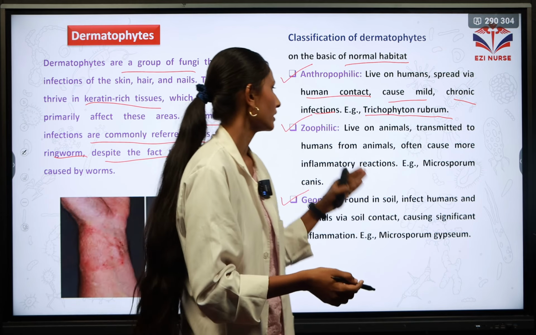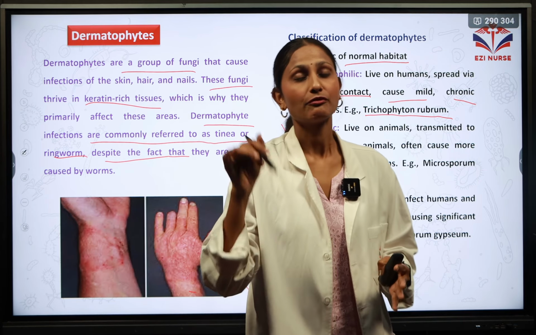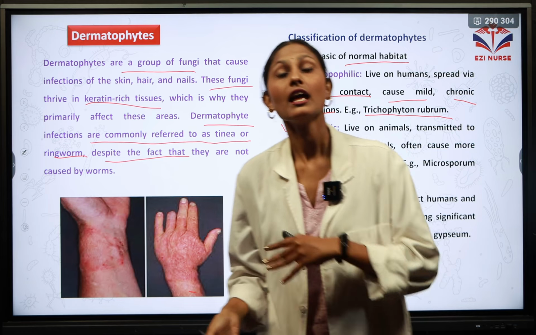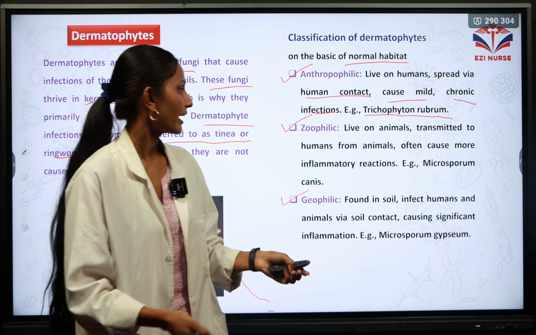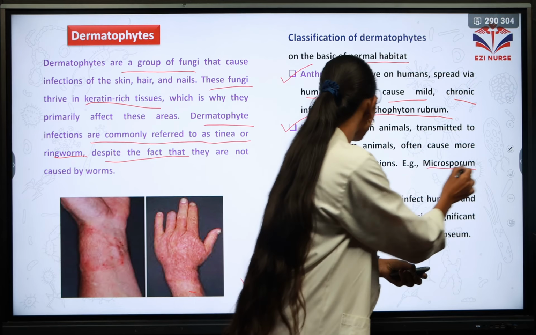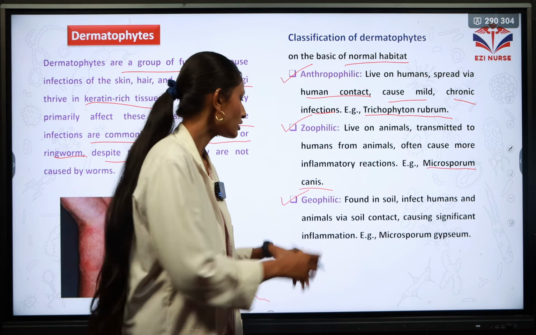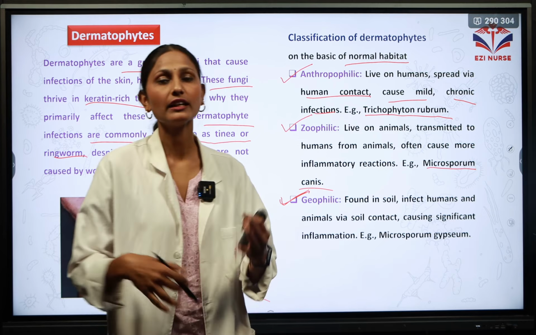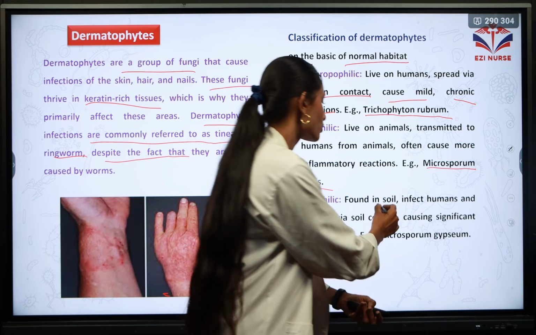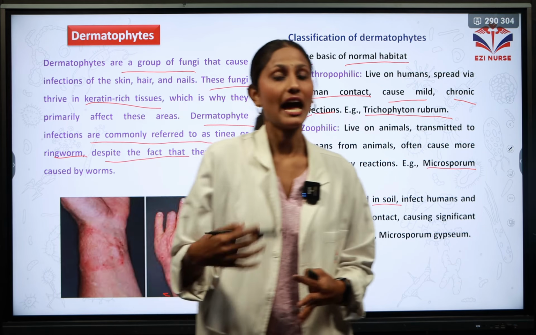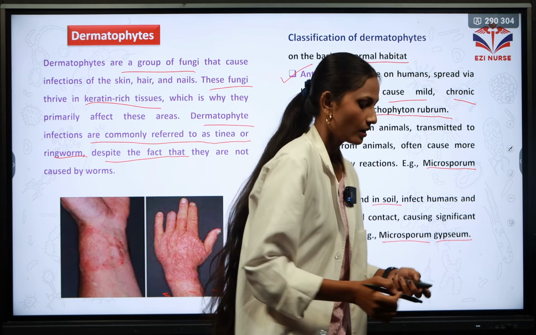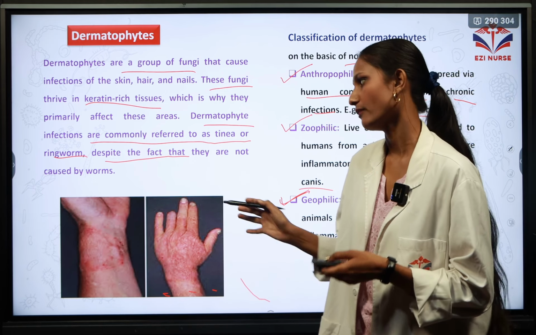Next one is zoophilic. In the zoophilic, the fungi will be present on the animal, and it will transmit it and infect the human as well. An example of this is Microsporum canis. Last one is geophilic. Geophilic fungi will be present in the soil and can infect humans as well as animals. An example of the geophilic is Microsporum gypseum. So this is all about the dermatophytes.